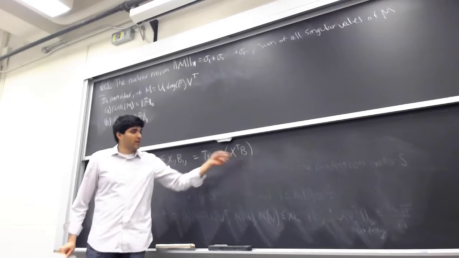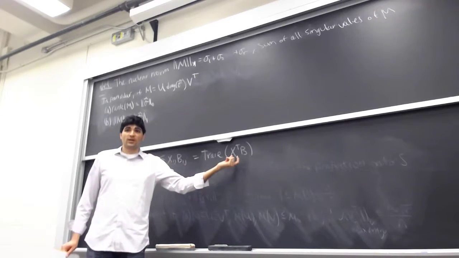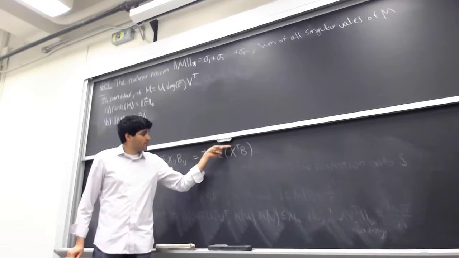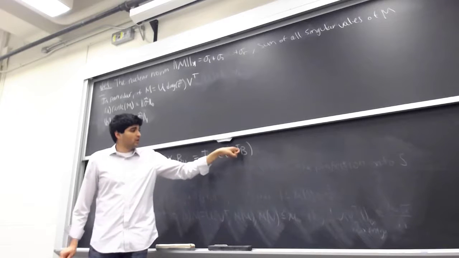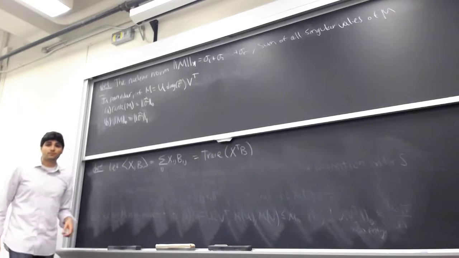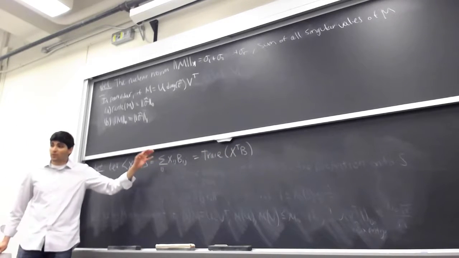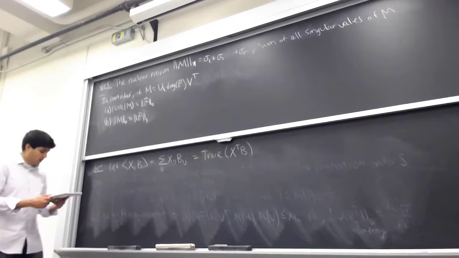It's because, for example, the entry in 1, 1 of this matrix is just the first row of x transpose, so it would be the first column of x, inner product with the first column of b. And that would give us some of the terms here, and we get the rest along the diagonal.